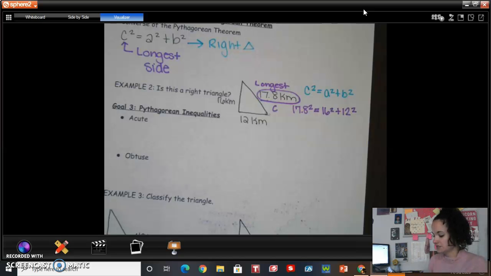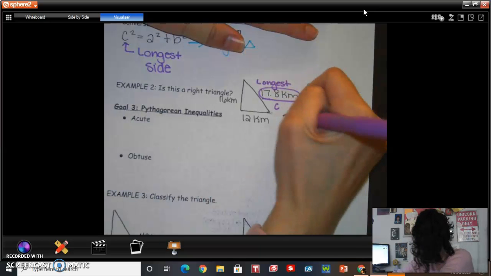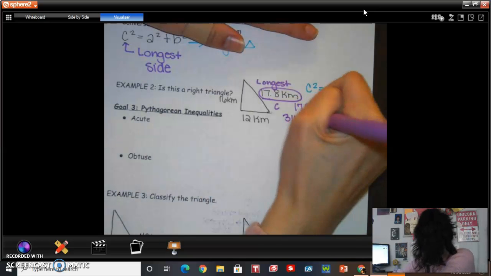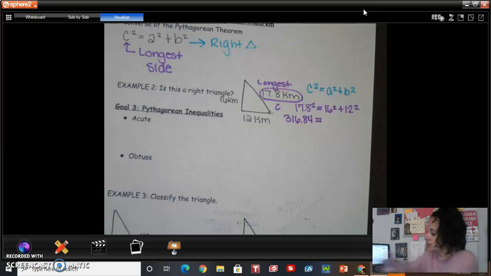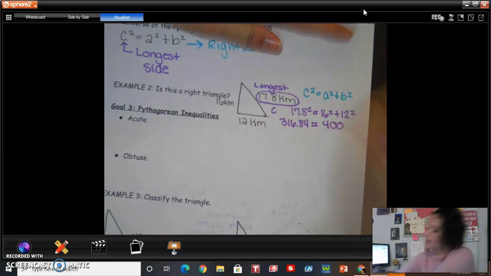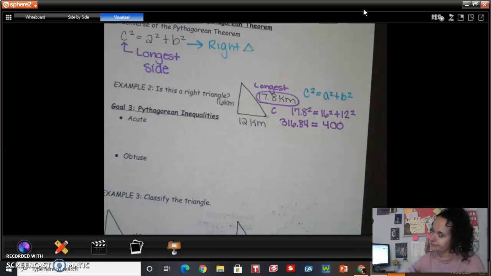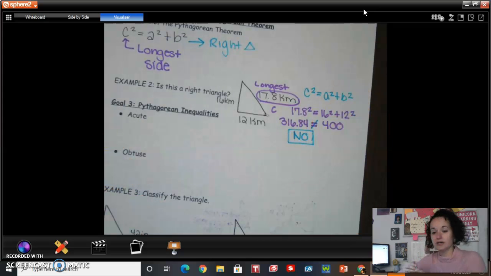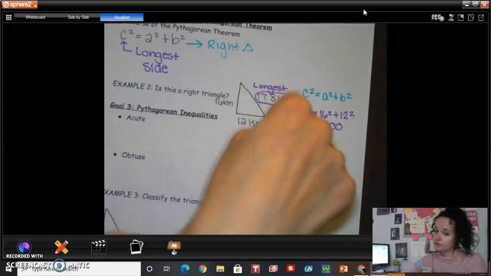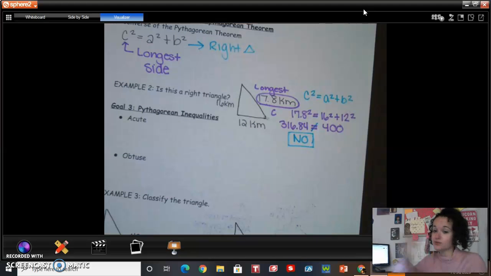So I'm going to say 17.8 squared, and I get 316.84 is equal to 16 squared plus 12 squared, which gives us 400. Now, the question is, are they equal? Nope, they're not. They are not equal. No, it does not create a right triangle. And you'll have 10 questions like that. This is one of your questions on your homework, so you already have the answer to 3 questions on all of your homework so far.